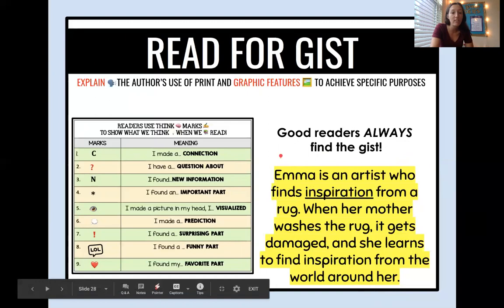So now that we have talked about our story and we remember all about Emma's Rug, let's get ready to talk about our illustrations.